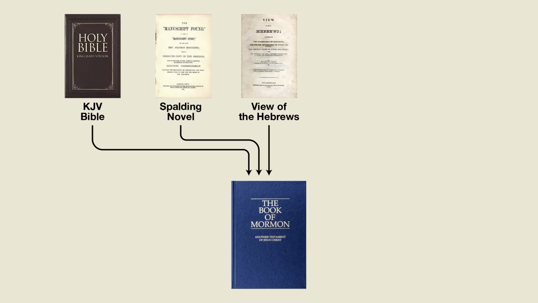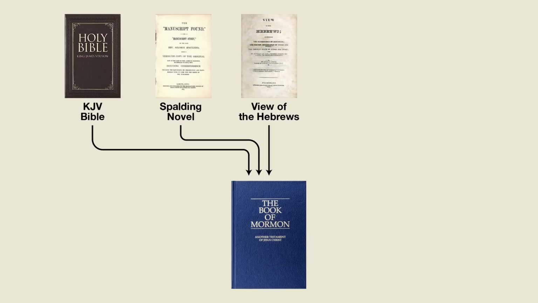The possibility that Ethan Smith's book, View of the Hebrews, influenced the Book of Mormon is strengthened by the fact that Oliver Cowdery, who was Joseph Smith's main scribe, had previously been a member of Ethan Smith's church. So even if Joseph Smith did not copy directly from the book, it is certainly possible, if not probable, that he was aware of it and got some of his ideas from it.